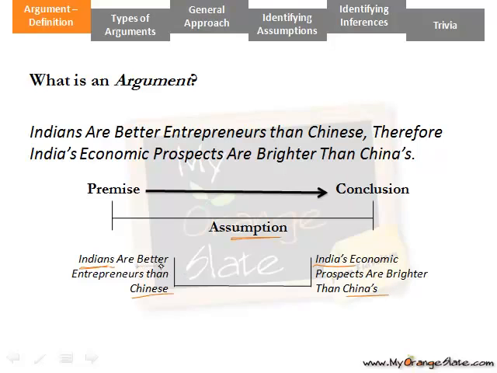The premise makes a case in comparative degree. The conclusion too makes the case in comparative degree. Once again, there is no gap. But if we see here, the premise talks about entrepreneurship, whereas the conclusion talks about economic prospects. So unless we link entrepreneurship with economic prospects, the argument does not become valid. That gap between the premise and conclusion becomes our assumption, that entrepreneurship leads to economic development.